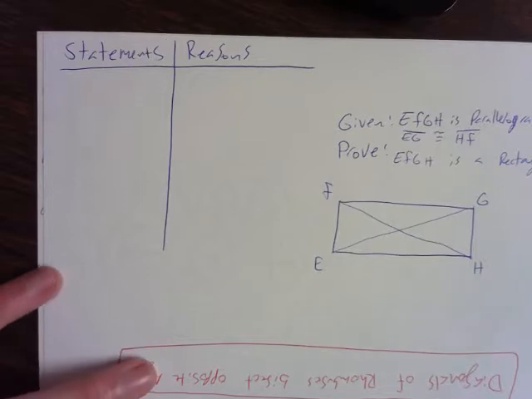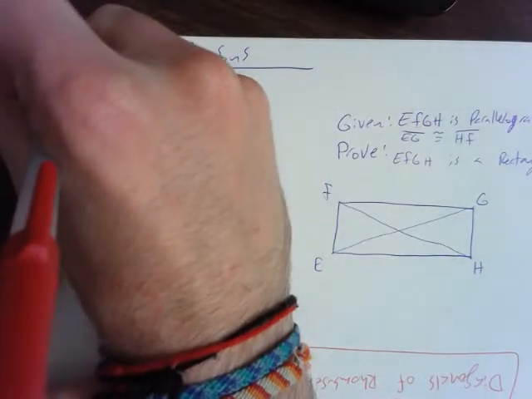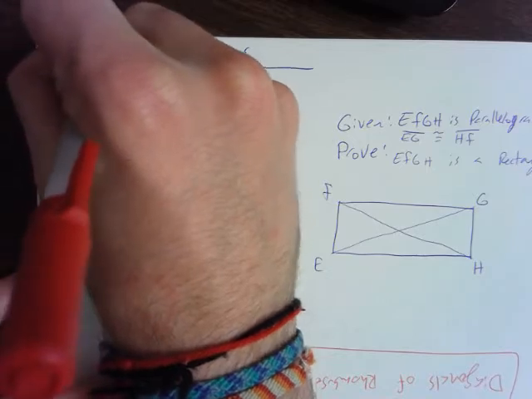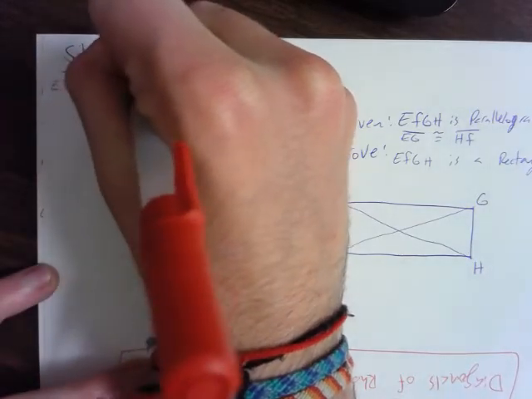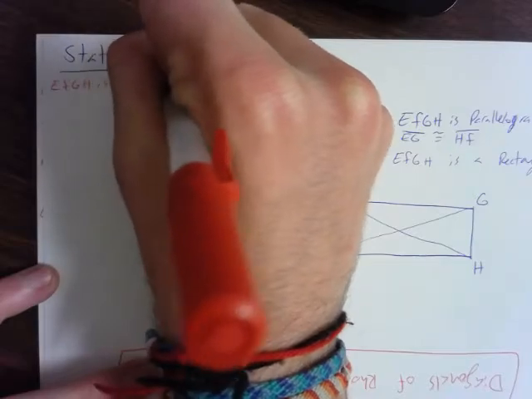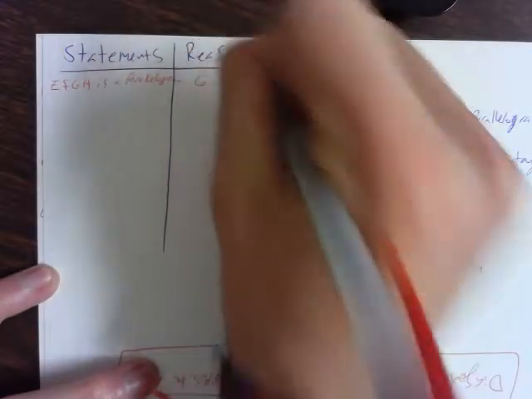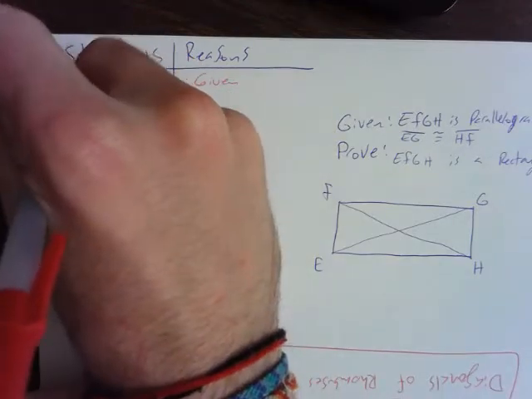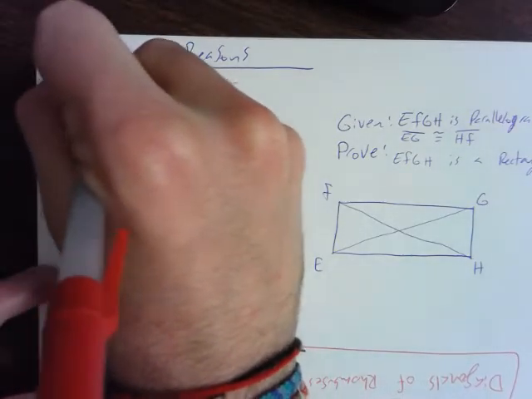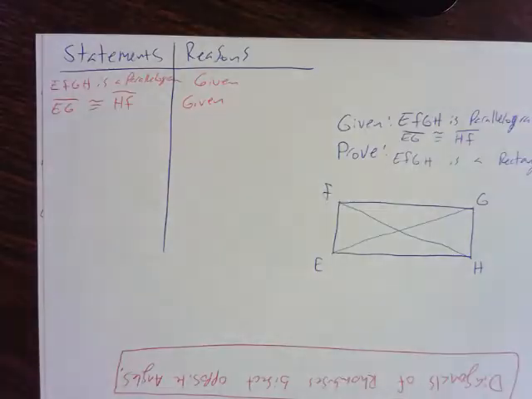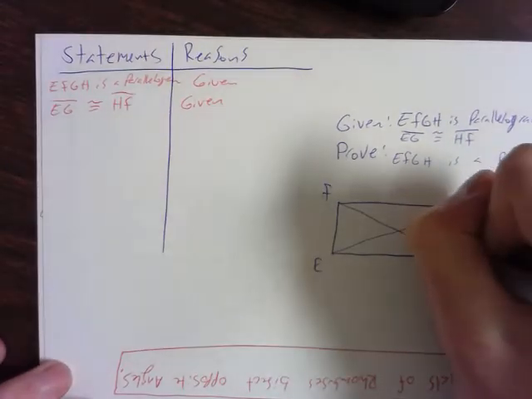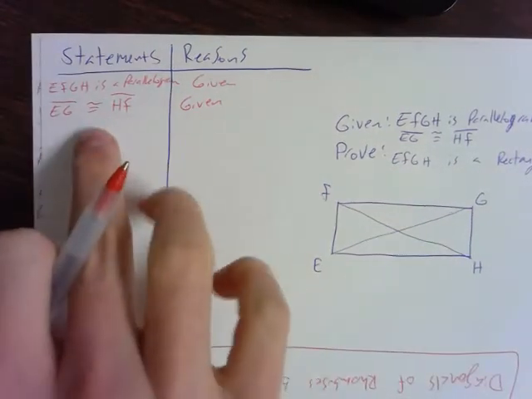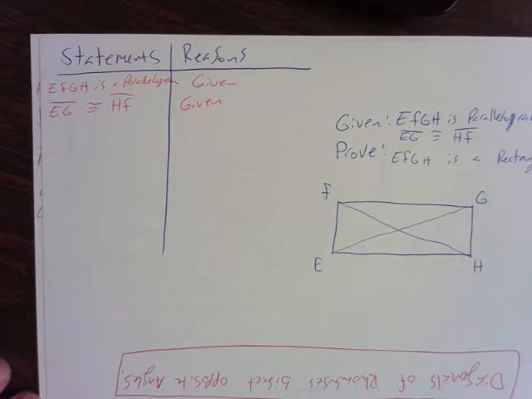So we start off with our given. So I have two givens here. I have EFGH is a parallelogram. That's been given to me. And I've also been given that line segment EG is congruent to line segment HF, and that has also been given. Okay, so I don't really want to draw this statement on my picture. That would look a little bit confusing. So for right now, we're just going to remember that they are congruent.